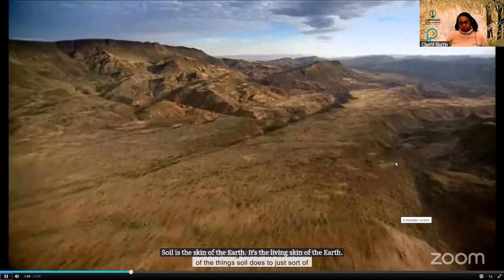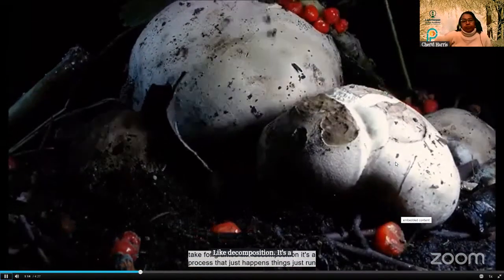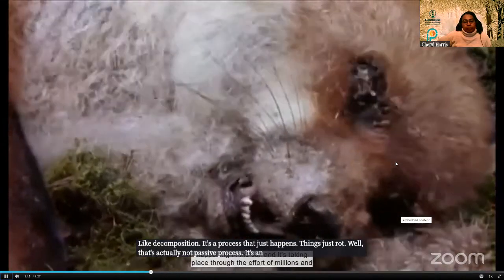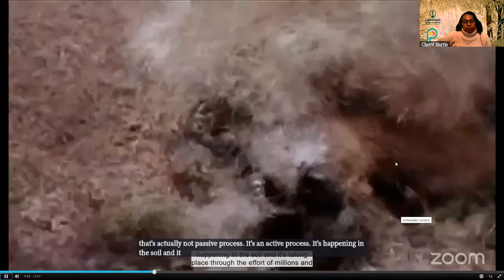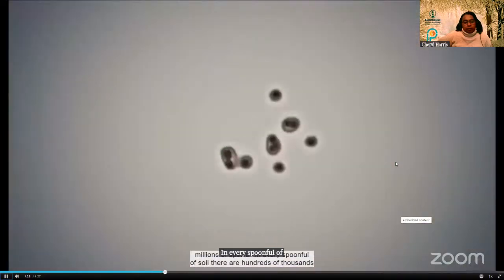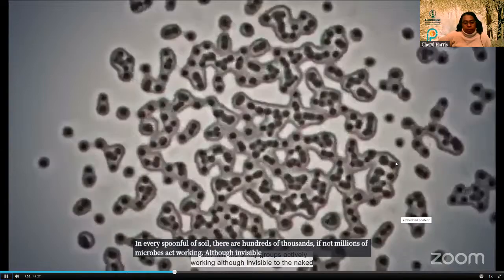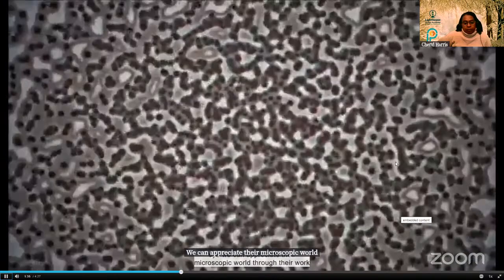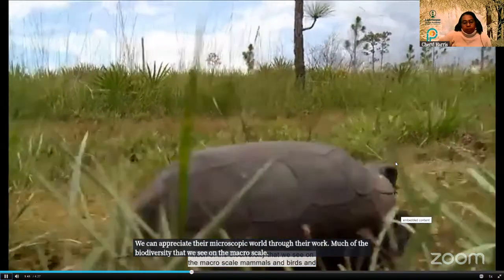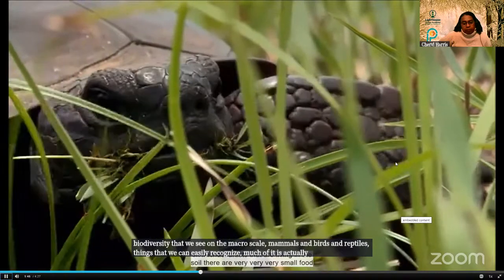Some of the things soil does, we just sort of take for granted, like decomposition. It's a process that just happens. Things just rot. Well, that's actually not a passive process. It's an active process. It's happening in the soil, and it's taking place through the effort of millions and millions of species. In every spoonful of soil, there are hundreds of thousands, if not millions, of microbes actively working. Although invisible to the naked eye, we can appreciate their microscopic world through their work. Much of the biodiversity that we see on the macro scale, mammals and birds and reptiles, things that we can easily recognize, much of it is actually dependent on microorganisms that are living in the soil.